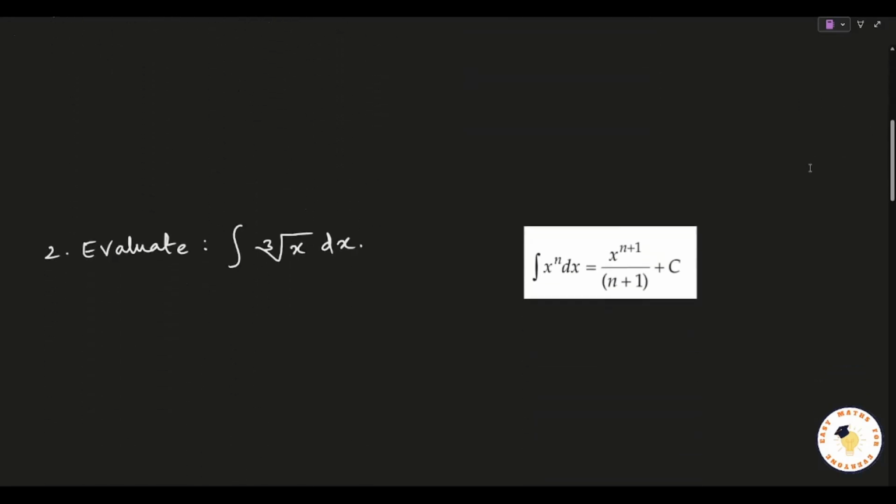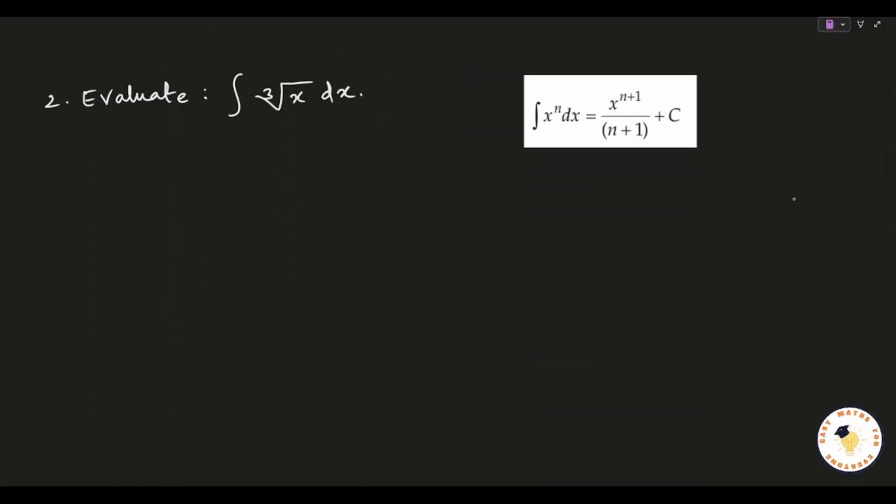Let us take the next sum. Evaluate integral cube root of x dx. We are going to solve this sum as well using this same formula. So, let us try to get that pattern in the sum, which can be done like cube root of x can be written as x power 1 by 3, right? So, this is integral of x power 1 by 3 dx. So, you can easily say n equal to 1 by 3.